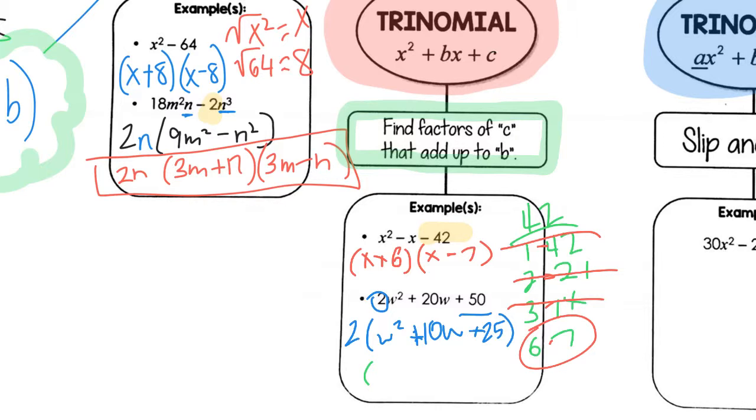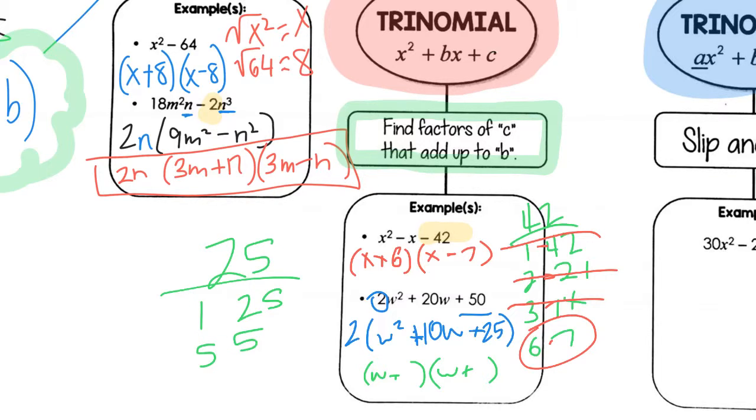So I'm factoring it into two binomials. Since I have two plus signs, I'm going to have W plus a number times W plus a number. And now I have to figure out what multiplies to be 25 but adds to be 10. 25 is either 1 and 25 or 5 and 5. 5 plus 5 is 10, so I have 5 and 5.